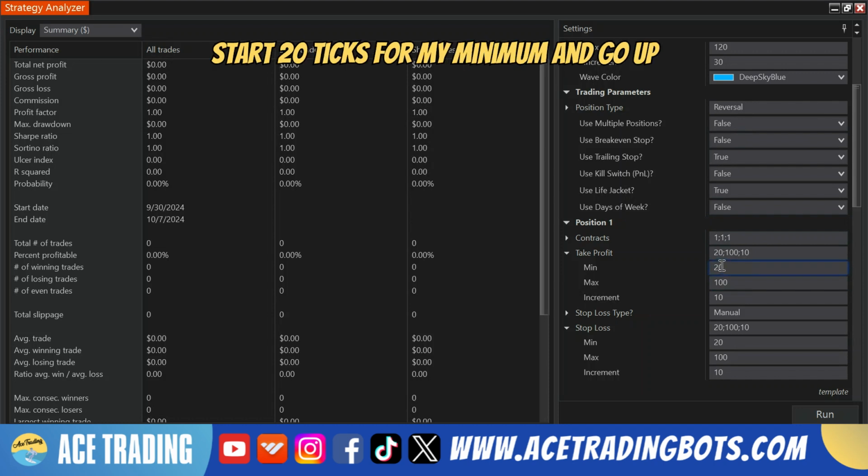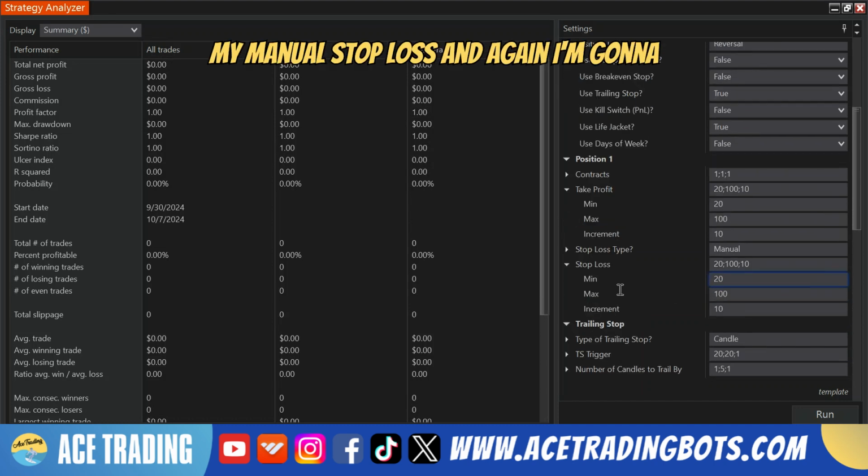Okay, so I'm going to start 20 ticks for my minimum and go up to 100 ticks. I'm going to increment by 10 ticks. I could do every single one, but I don't necessarily need to do that. Keep my manual stop loss. I'm going to do 20 and 100, so see if I can find something even. All right, I don't want to have anything less than 20 ticks on a stop loss for NQ. It's just not viable. You've got to give your trades room to breathe.